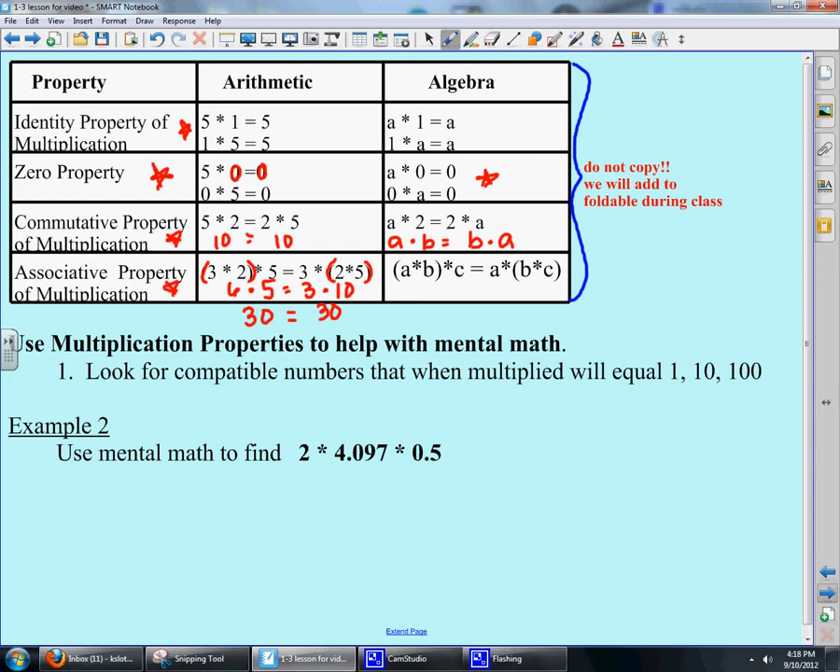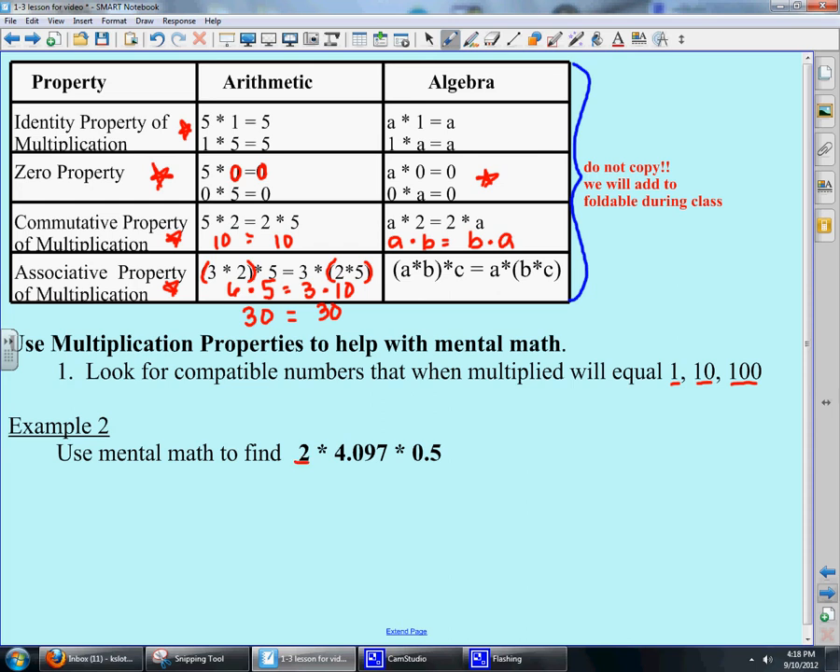And this is just with variables, the quantity A times B times C, which is equal to A times the quantity B times C. So when are we going to use this? Basically, these properties are used to help us with mental math. So we're going to look for compatible numbers that when you multiply them together, they're going to equal 1, 10, or 100. Any power of 10 because it makes it easier to multiply.